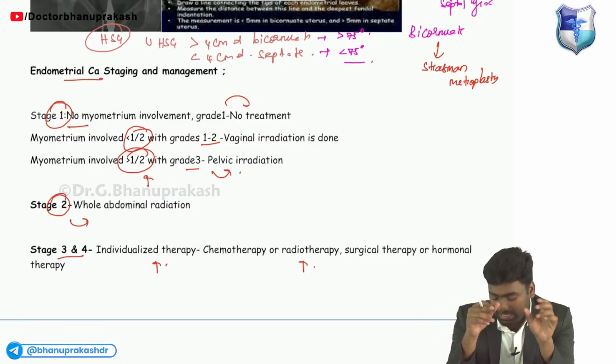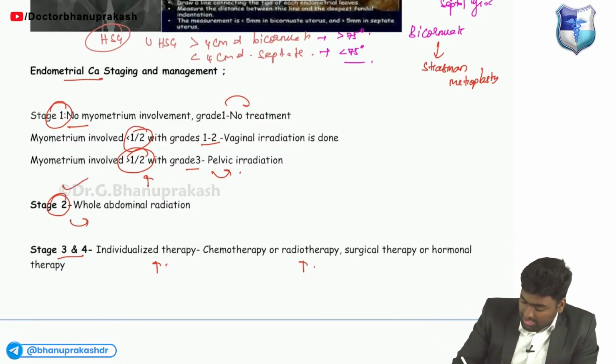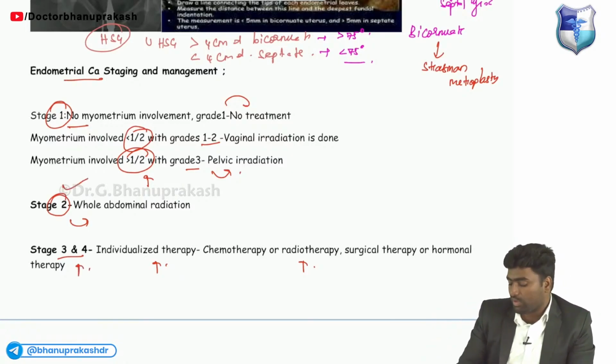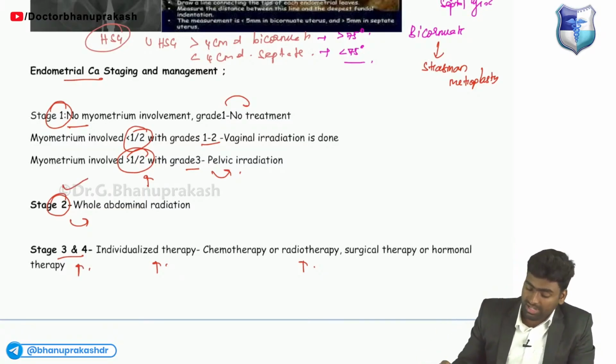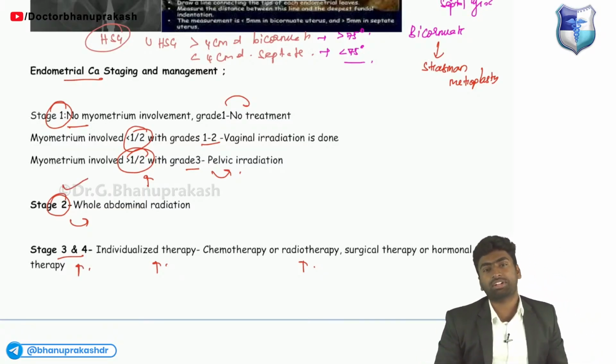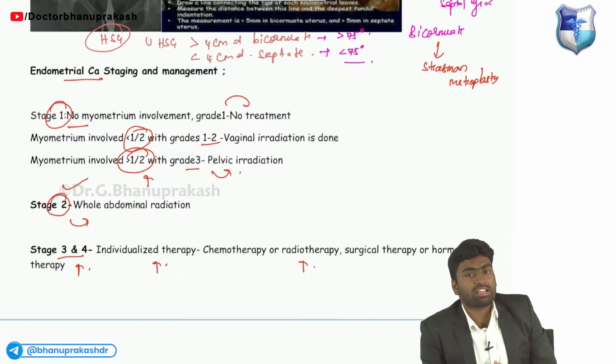If it is stage 2, it is what? It is whole abdominal irradiation. If it is stage 4 or later stages, what will we do? We'll go for individualized chemotherapy. Okay, individualized chemotherapy and radiotherapy. But remember this much, these are the things you need to remember from this gynecology part.